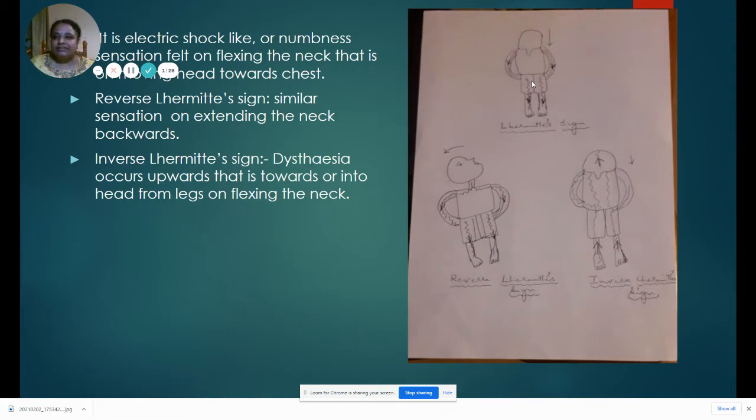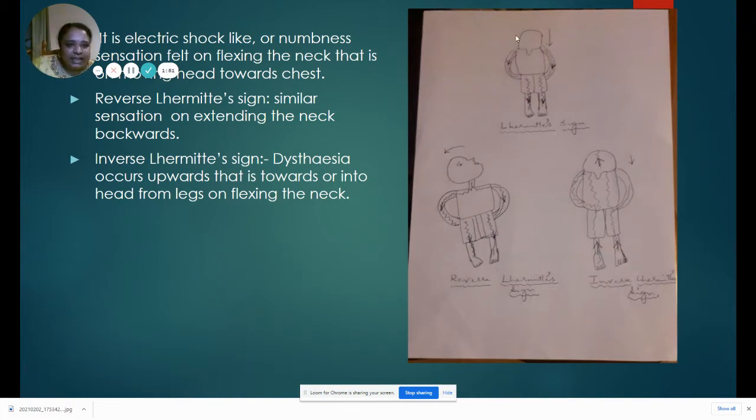So what is Lhermitte sign? It's an electric shock-like or numbness sensation felt on flexing the neck, that is, moving the head towards the chest. There are two other terminologies called reverse Lhermitte sign and inverse Lhermitte sign. In the reverse Lhermitte sign, a similar sensation is felt on extending the neck backwards.